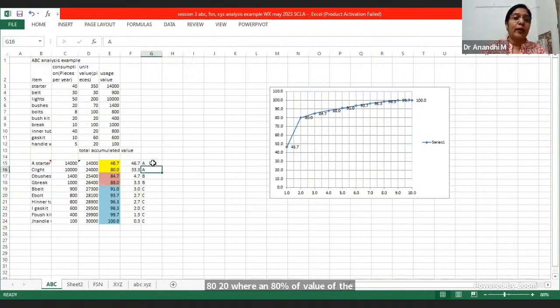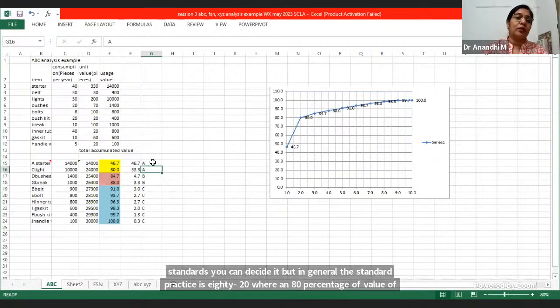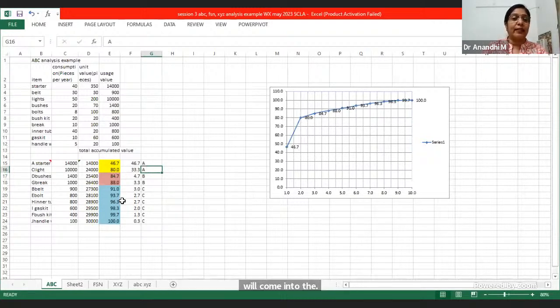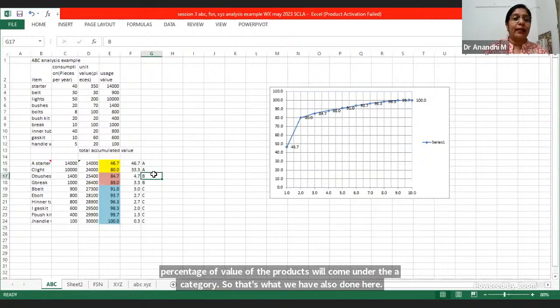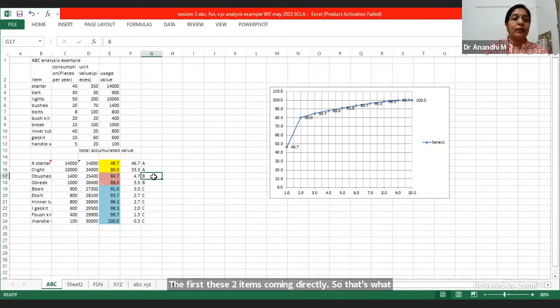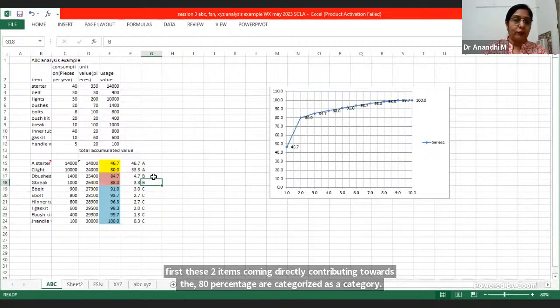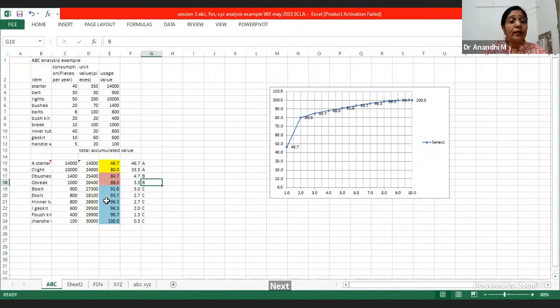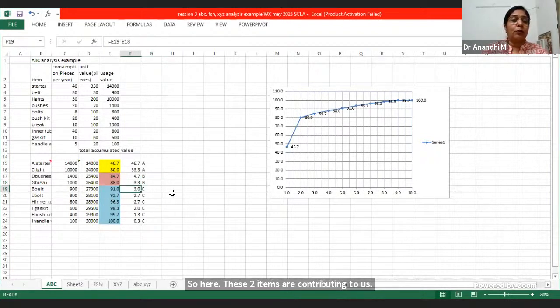The first two items, directly contributing towards the 80%, are categorized as A category items. Next, they have gone with 80, 10 and 10. So here, these two items are contributing towards the left out moderate value of 10%. Here, if you see this C category item, which is contributing 3%, and see the difference from the next B category item, it is just 0.3, right? And here again, the difference is 0.3.